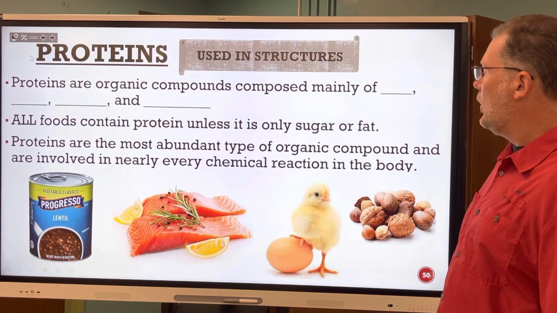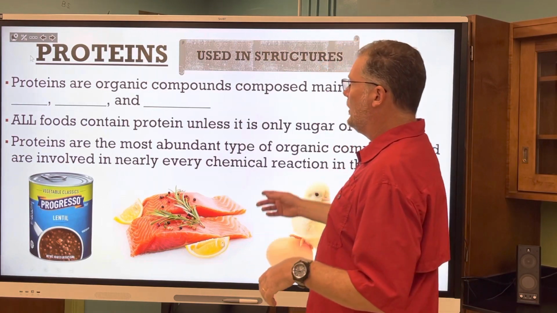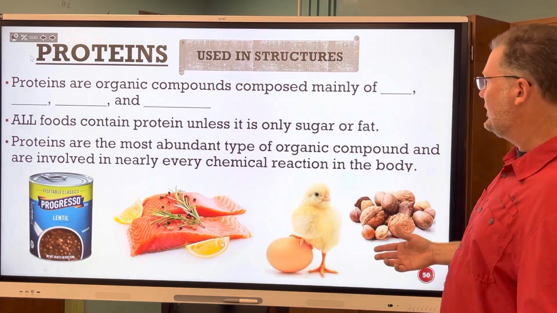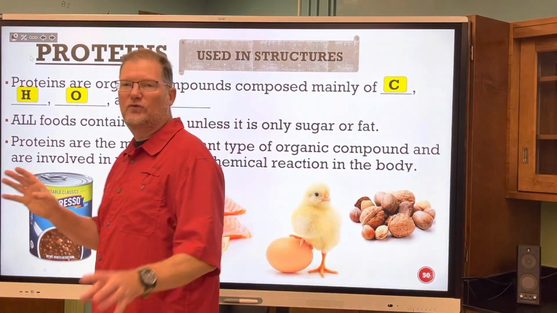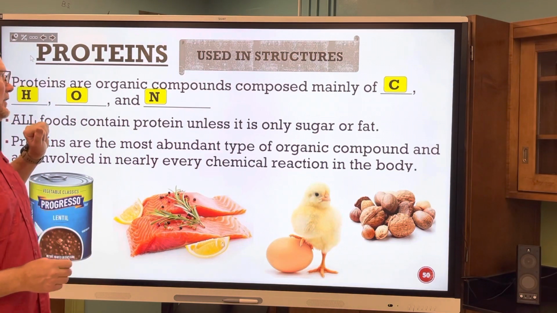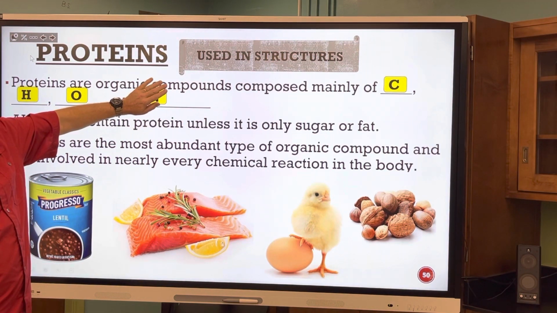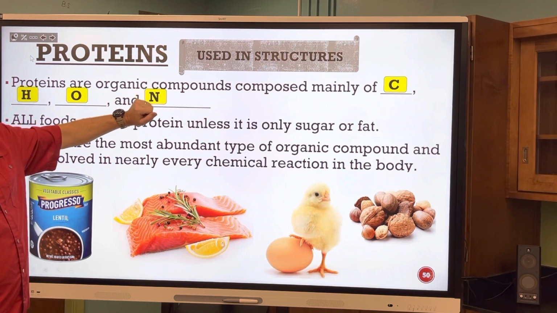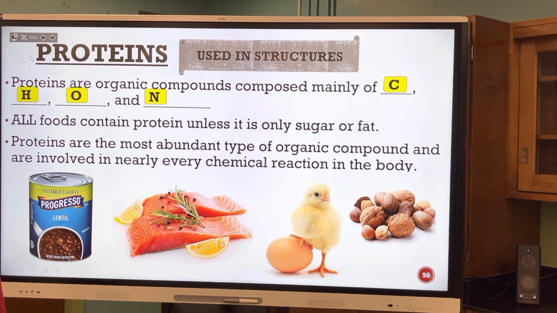So proteins are used in lots of structures. They're organic compounds, obviously, composed mainly of these 4. Remember, now we're at the full CHON or CHON of the 4 main elements that we talked about. We hadn't talked about nitrogen yet because that doesn't take place in fatty acids or in carbohydrates, okay? But it does take a role in proteins.